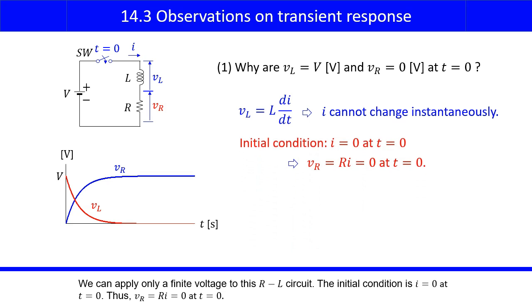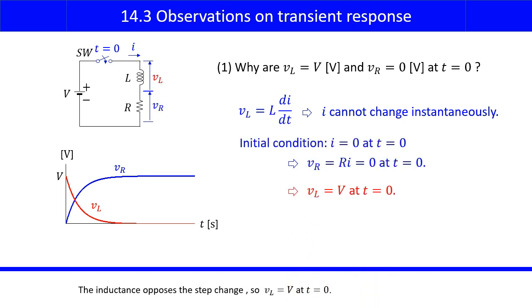We can apply only a finite voltage to this RL circuit. The initial condition is, i equals 0 at t equals 0. Thus, VR equals Ri equals 0 at t equals 0. The inductance opposes the step change, so VL equals V at t equals 0.